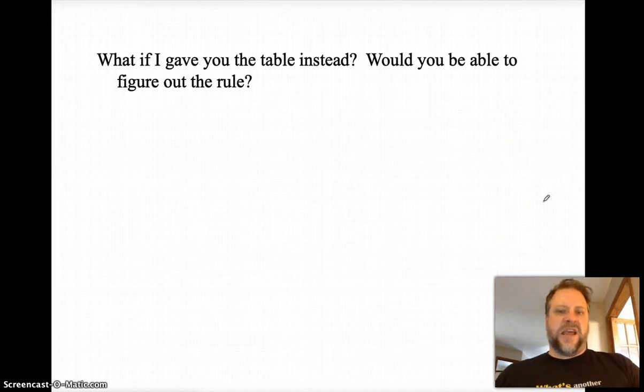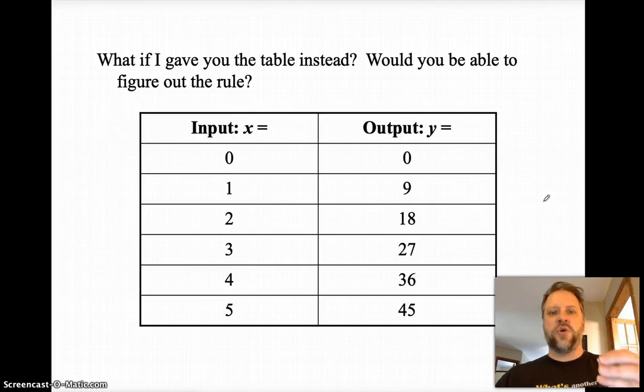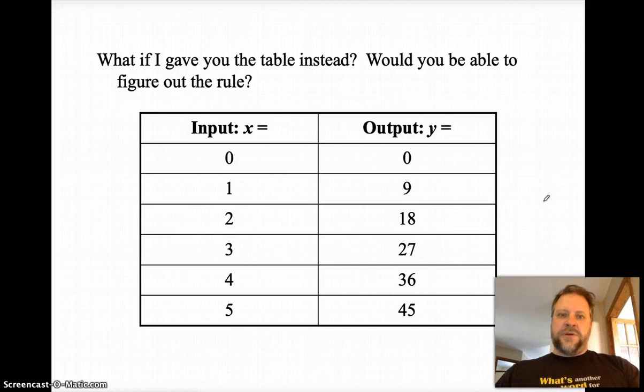So what if I gave you the table instead? So I'm not giving you the rule, but I'm going to give you the table, and I'm going to ask you to find out what the rule is. Ooh, that can be tough. You had some practice at it, and in this case, it's kind of easy, because we can look at it and say, well, 0 times something is 0, and 1 times something is 9, and 2 times something is 18, and 3 times something is 27. And you know that if you multiply each of these by 9, if you know your 9 times table, this is pretty easy to figure out.